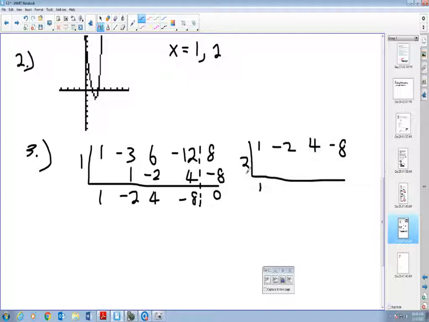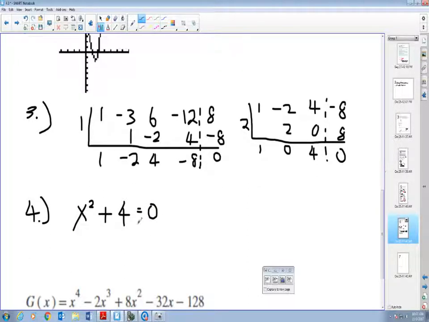Alright, bring down the 1. 1 times 2 is 2. Add them up is 0. 2 times 0 is 0. Add them up is 4. 2 times 4 is 8. Add them up will be 0. So now, this my leading coefficient 1 representing 1x to the second power plus 0x plus 4 equal to 0.